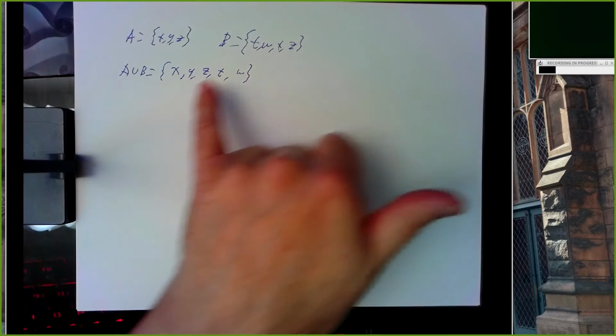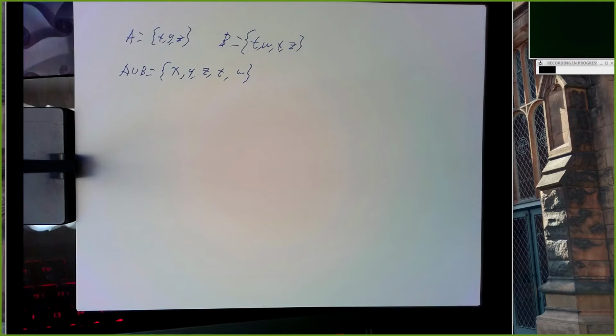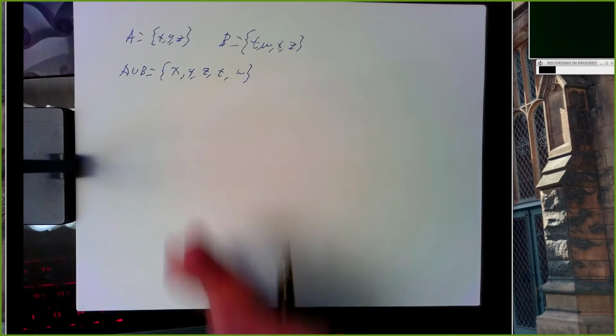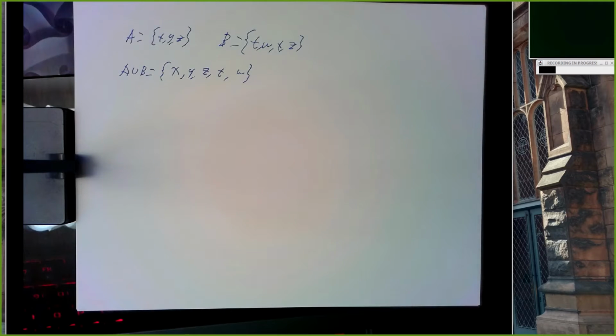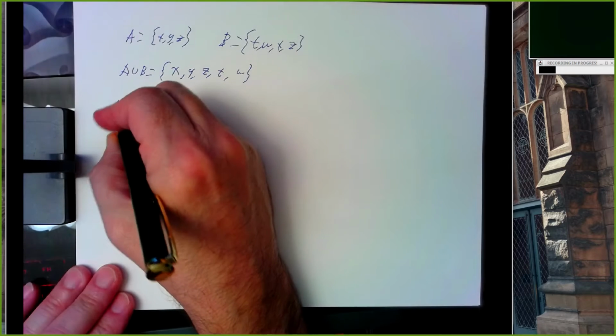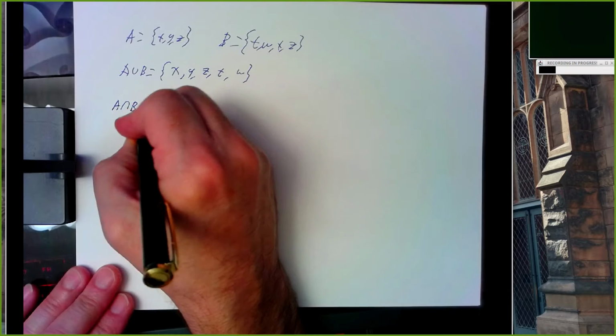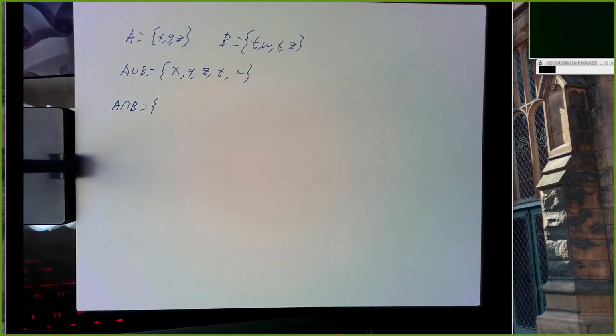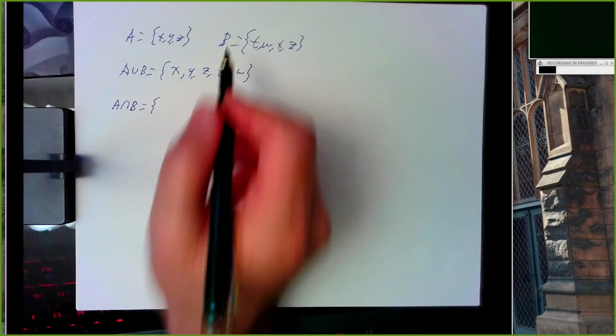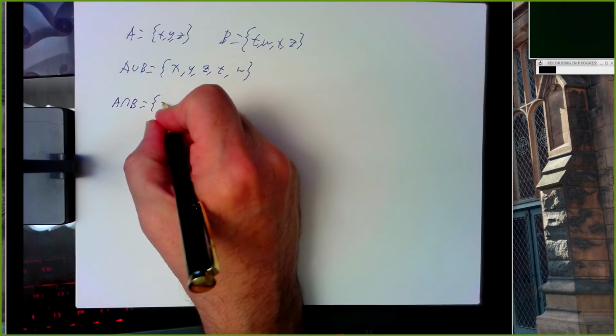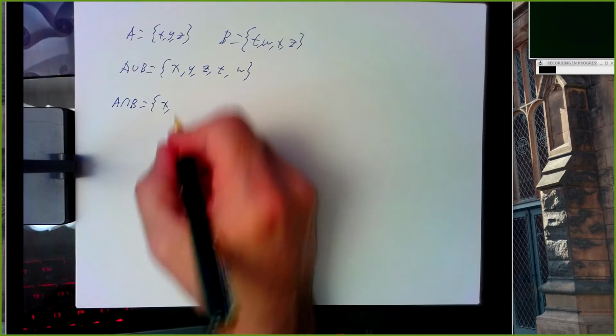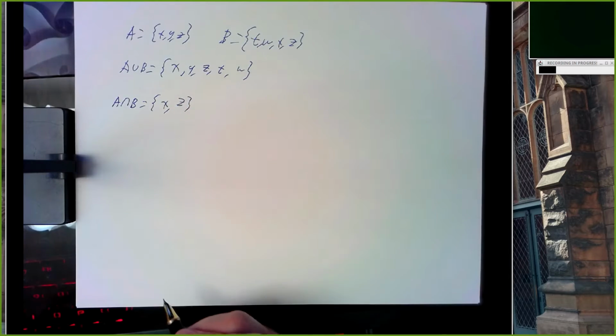And nobody listed X or Z twice, which is great, thank you, because we don't list elements more than once in a set. So there's the union. The intersection is the set of things that are contained in both A and B. So it's a logical AND. List an element if it's in A and it's in B. And there's two of those. There's the letter X and there's the letter Z.